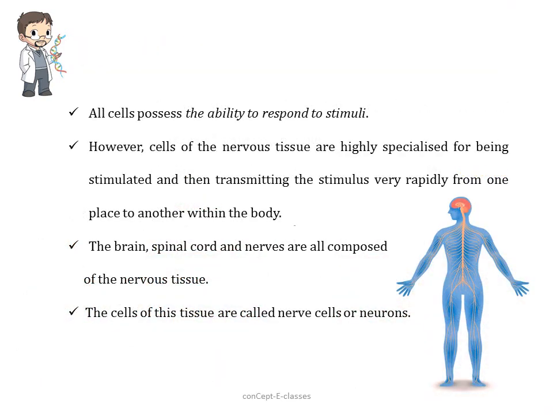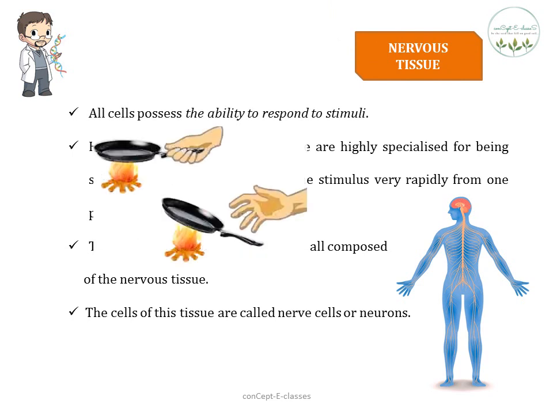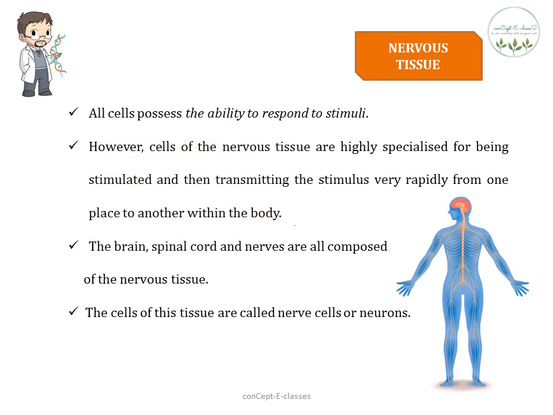Now the last animal tissue that we are going to study is nervous tissue. Now all cells possess the ability to respond to a stimulus. Say for example, when we touch something hot, we quickly take our hand away, right? So this is actually a response to that hot object, to that change or that stimulus. So every living organism responds to a stimulus.